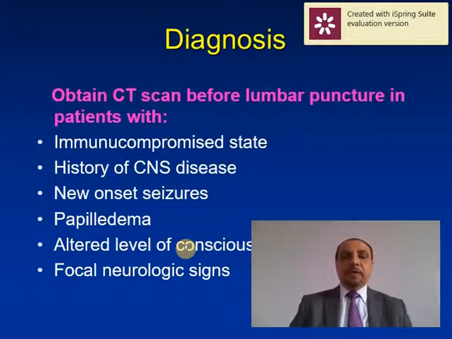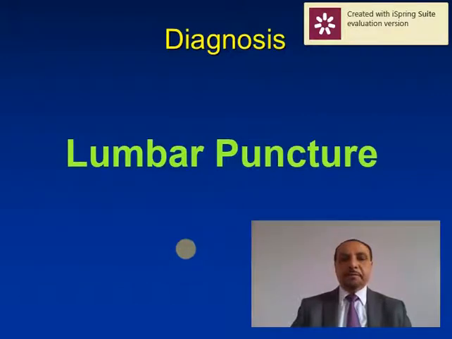Diagnosis. During the diagnosis, we obtain a CT scan before lumbar puncture in patients with an immunocompromised state, history of CNS disease, a new onset convulsion, papilledema, altered level of consciousness, and focal neurological signs. Those patients, it is better to do a CT scan. The diagnosis is important. The most important is the lumbar puncture.